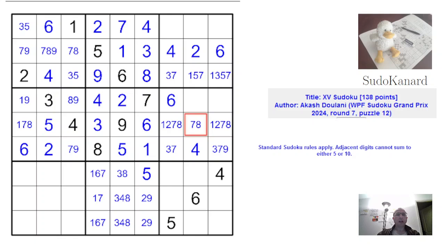4. 7 can't be here because, well, it has just a 37 pair here anyway, but the 7 can't be next to a 3. Note that one of those 2 digits is a 2, and 2 can't be next to an 8, so that's a 7. And that's a 3, that's a 9. 9 can't be next to the 1. 3 can't be next to the 2.